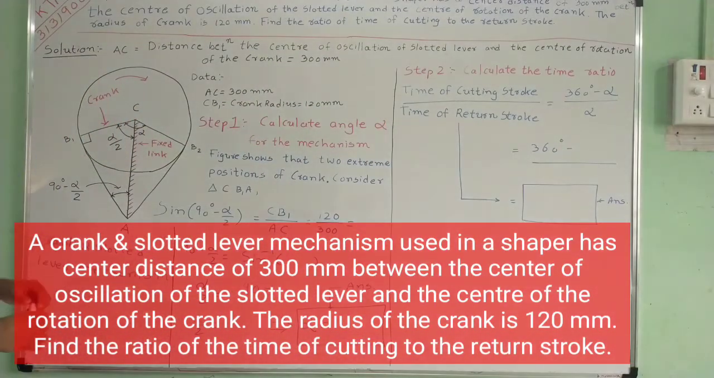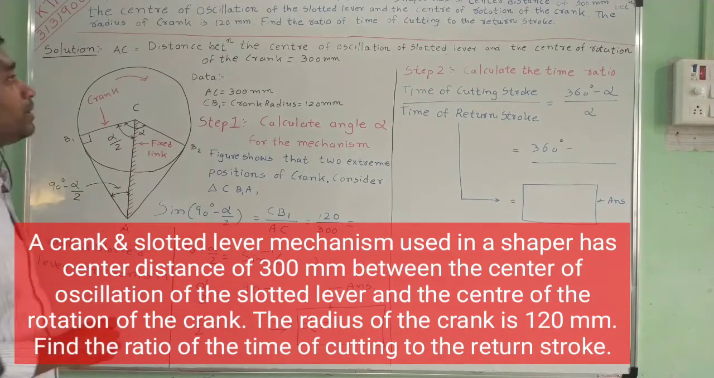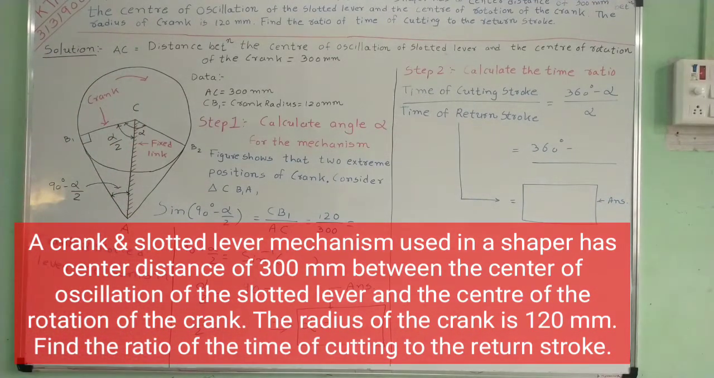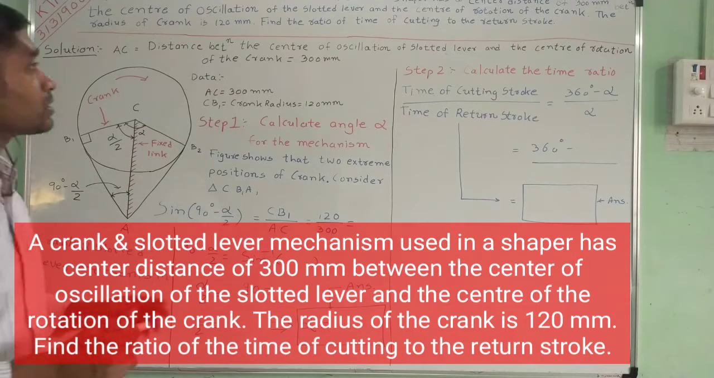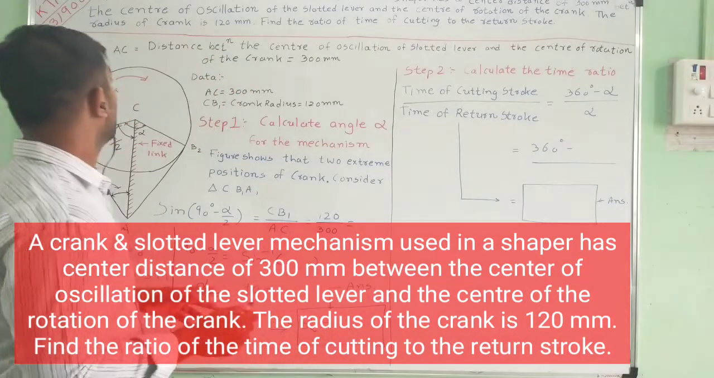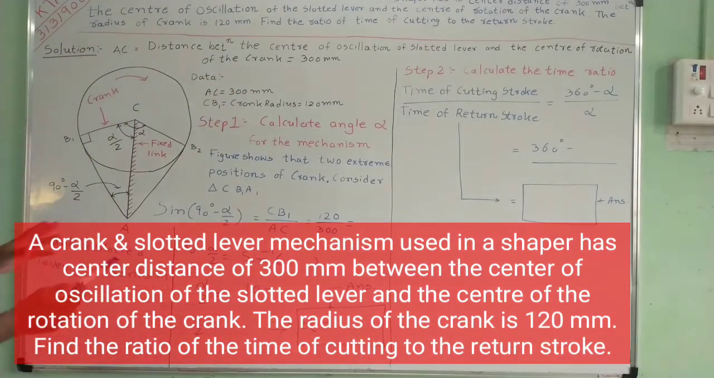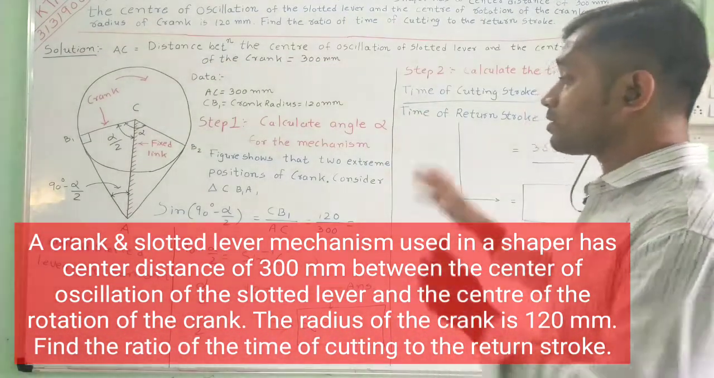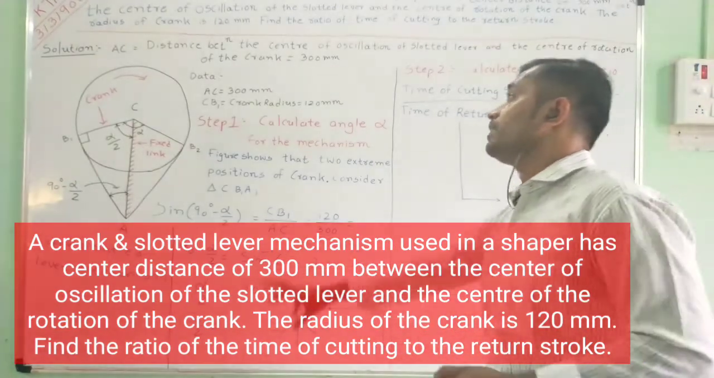So problem number 1: a crank and slotted lever mechanism used in a shaper has a center distance of 300 mm between the center of oscillation of the slotted lever and the center of rotation of the crank. The radius of the crank is 120 mm. Find the ratio of time of cutting to the return stroke. So this is the first problem based on crank and slotted lever mechanism.